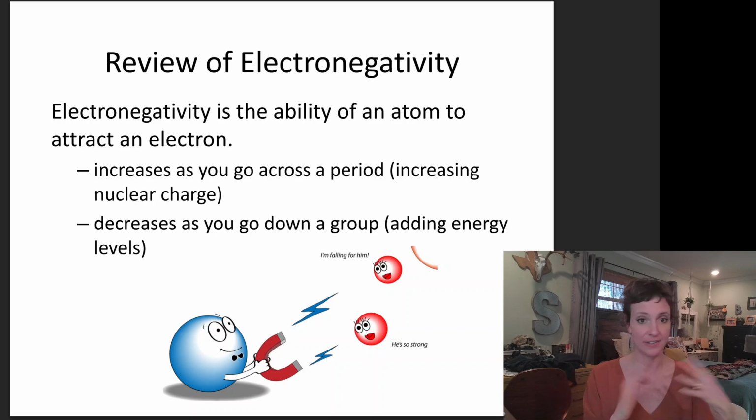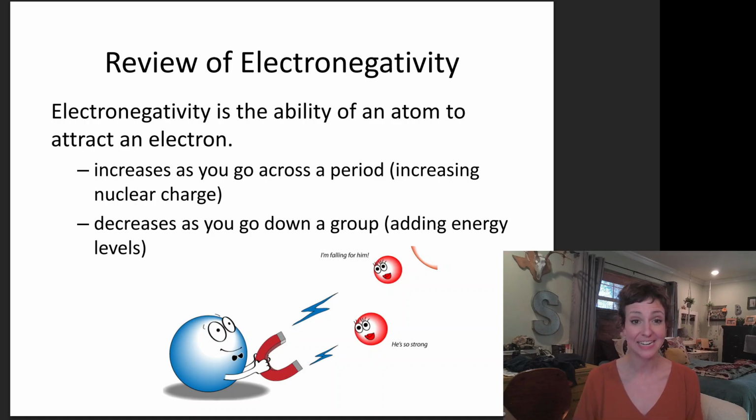Now, we've kind of alluded to this before in last unit when we talked about ionic compounds being formed because there's a very large difference in electronegativity. Yes, we're going to really hit that hard today. As a result, let's review what electronegativity is. Electronegativity is the ability of an atom to attract an electron.